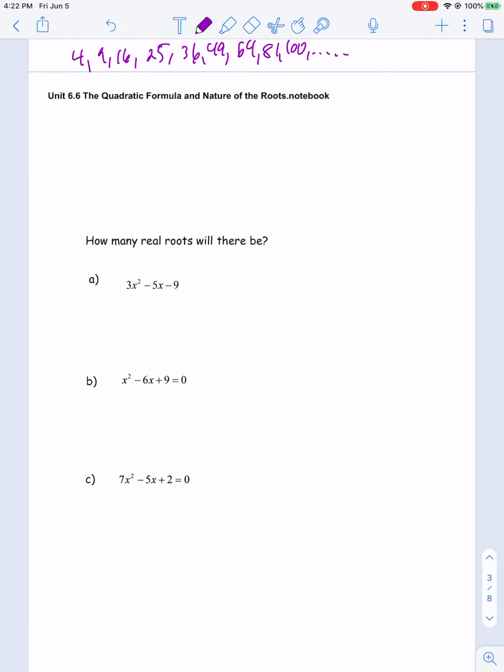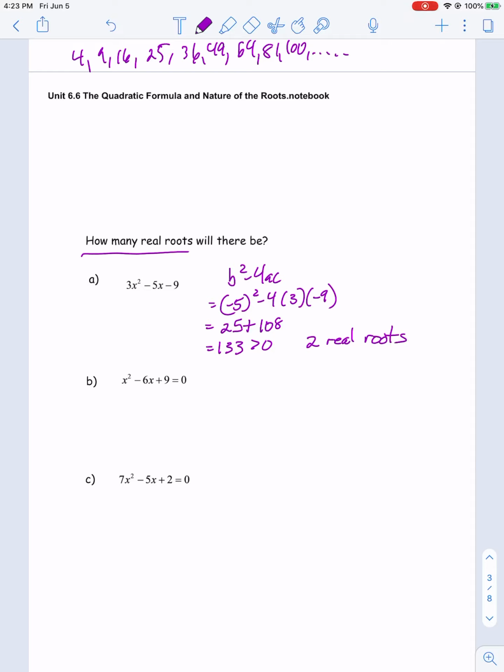Okay, so how many roots are there going to be? Again, I don't want you to solve. I just want to know how many real roots there are. So we're just going to do b squared minus 4ac. So b is equal to negative 5, so that's negative 5 squared minus 4 times 3 times negative 9, which equals positive 25 plus 4 times 3 is 12 times 9 is 108, which is equal to 133, which is greater than 0. So go back and take a look. Hopefully you say that's 2 real roots.